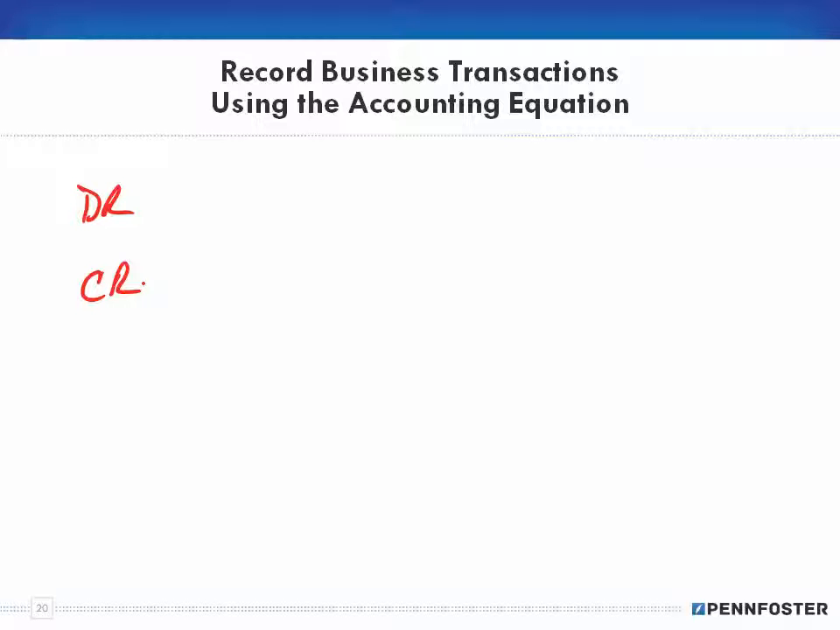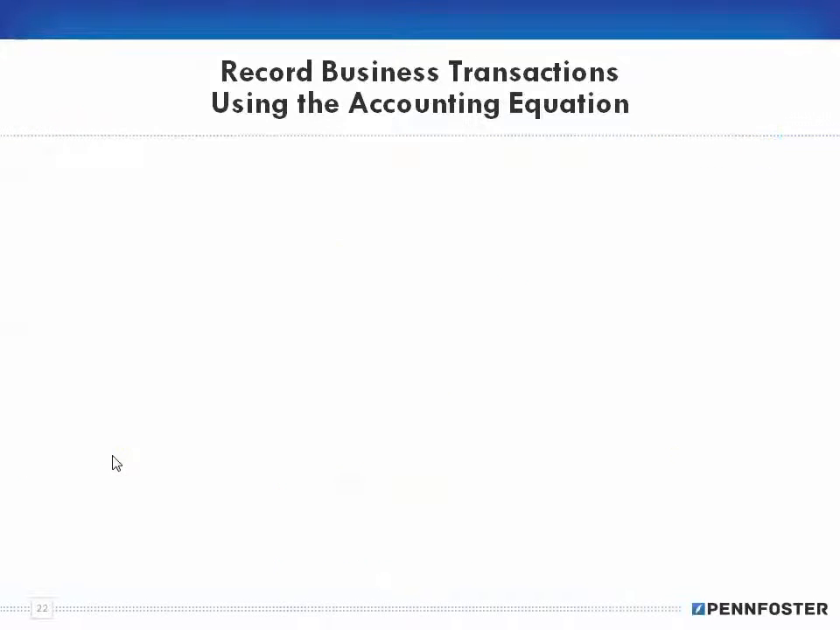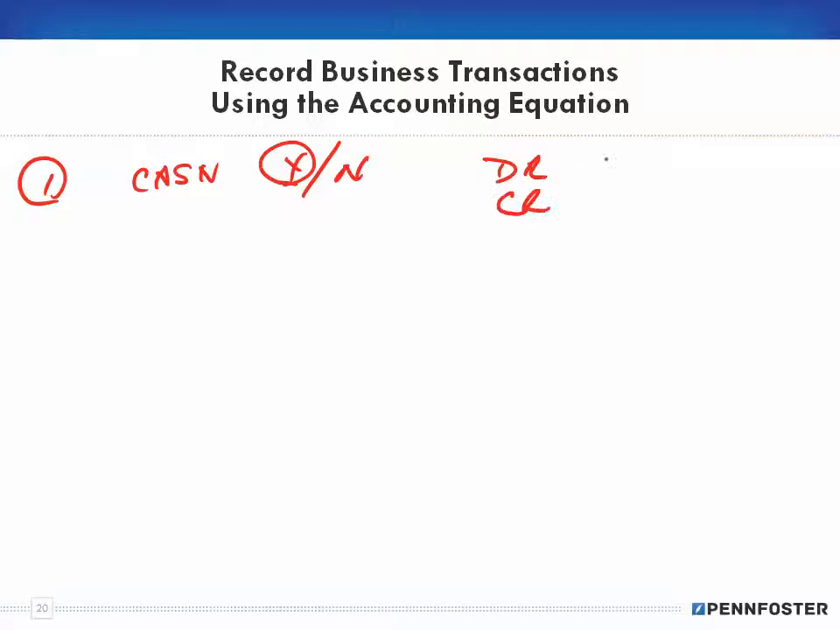If I have a transaction where I'm going to pay off my accounts payable, and by the way, before I go there, I had said we ask ourselves the question, am I affecting cash? Let me go down to this slide right here because it's clean. The first question we ask ourselves is, am I affecting cash? That's either going to be a yes or a no. If it's a yes, then I make the journal entry by debiting or crediting the cash account.